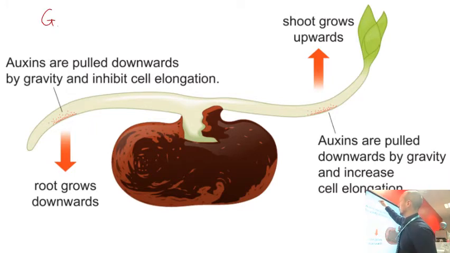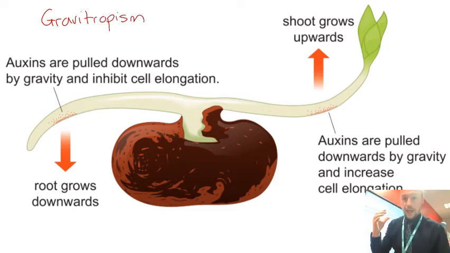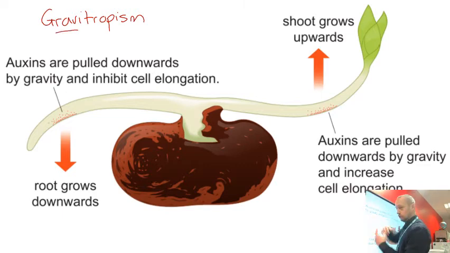So gravitropism is how things grow in response to gravity. Some things grow towards gravity, or some things grow away from gravity. So hopefully you'll understand that the shoots grow away from gravity, upwards, and the roots grow towards gravity. How does that work? The only thing that you really need to understand is this. So auxins go towards gravity.